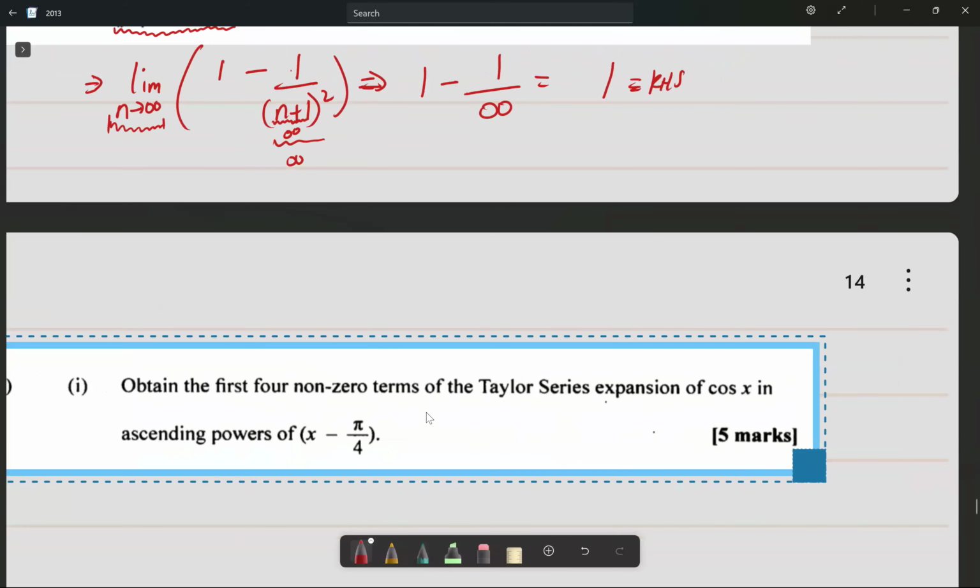This one is Taylor series expansion. When do we take the break? Take the break after this question? That's 5:30. I think that's good.